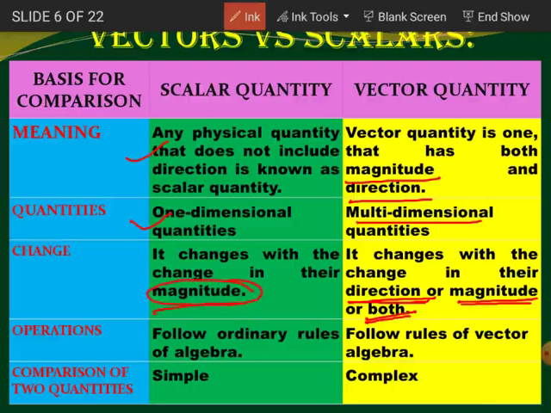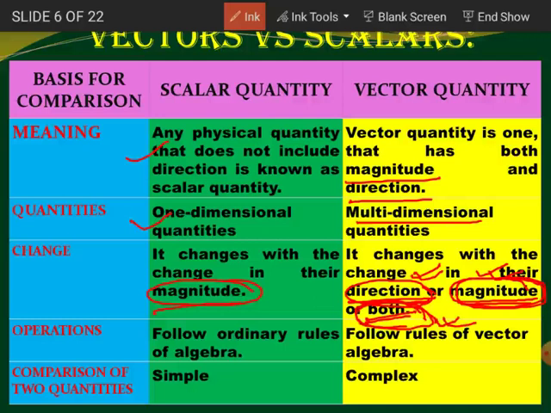In the case of a vector quantity, it can be changed in three ways: either by changing the direction alone, or by changing the magnitude alone, or by changing both. Suppose you change the direction of a vector quantity, then we will say that the vector quantity has been changed. Or if you change only the magnitude without changing the direction, then also we will say that the vector quantity has been changed. If you change both magnitude as well as direction, then also we will say that the vector quantity has been changed.